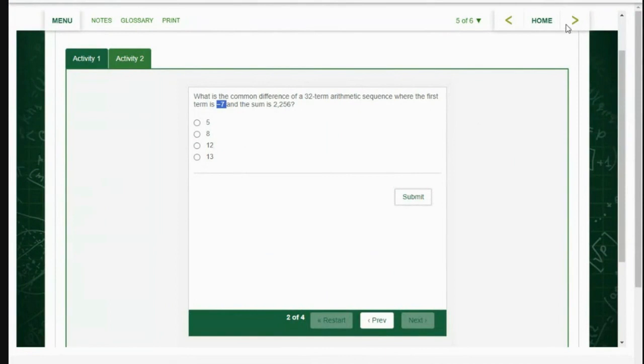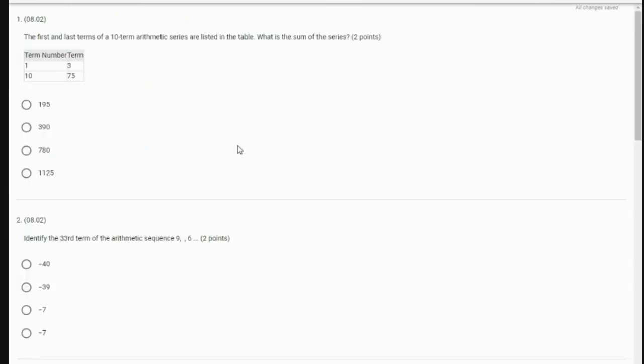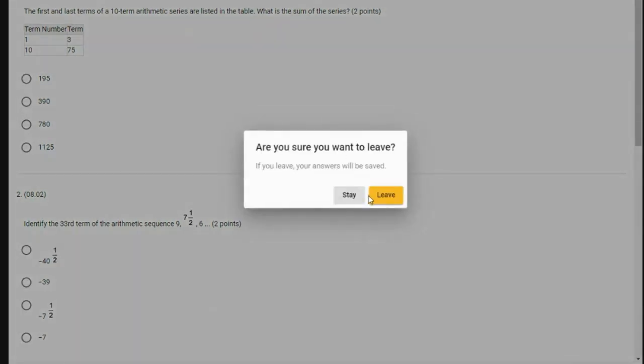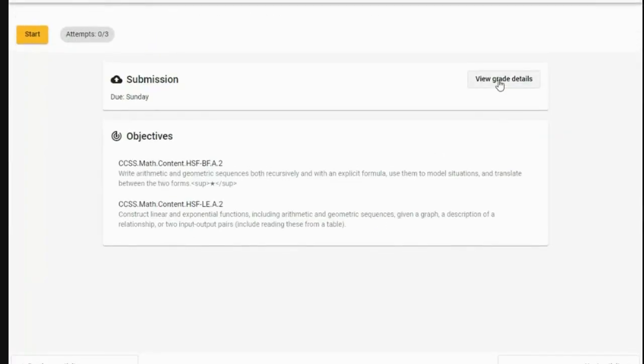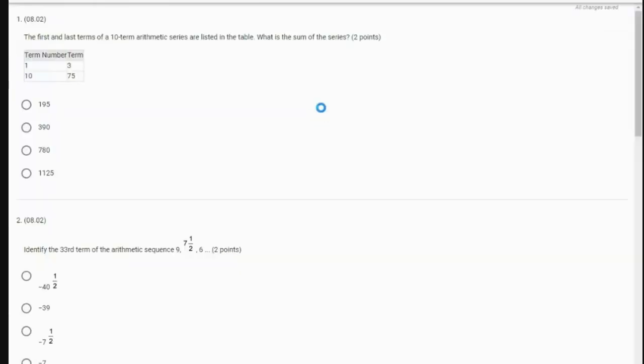All right, let's go to the next. Let's go look at the assignment actually for this. Again, you have 3 attempts. So if you don't do well the first time, you can hit grade details when you actually have a grade, and you can look at your questions there if you want to see what you got wrong, because you do need to be able to do that, right? So let's look at this.